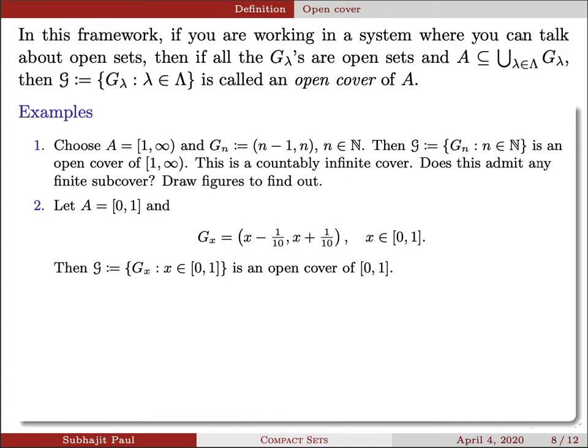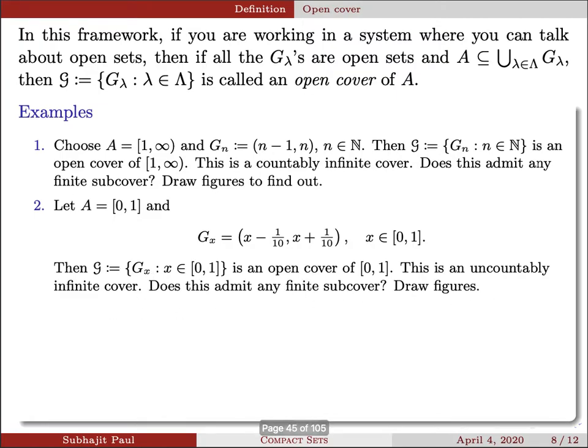Then the collection of all these Gx, where x is varying over the closed interval [0, 1], will be an open cover of [0, 1]. Draw figures, draw pictures, and you'll see how this is happening. Obviously this is an uncountably infinite cover, because the index set Lambda is the closed and bounded interval [0, 1], which is obviously an uncountable set.